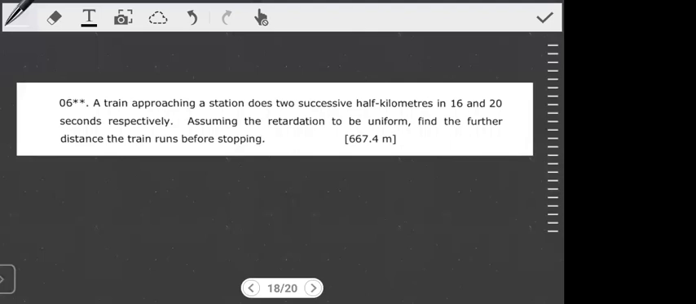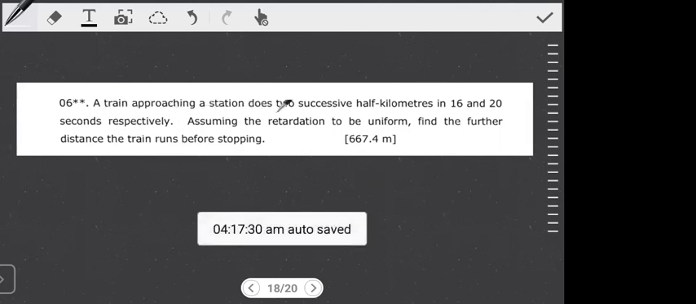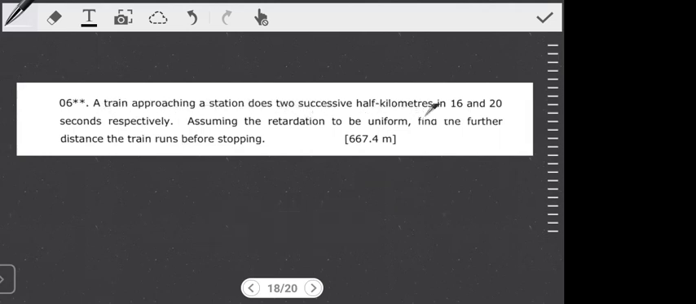In this tutorial, we're going to look at this interesting question. I hope you guys can just try to read through the question, understand what we're looking for, and then we can continue together. Okay, so let's quickly read the question and see what they're saying. A train approaching a station does 2 successive half kilometers in 16 seconds and in 20 seconds respectively. Assuming that the retardation to be uniform, find the further distance the train runs before stopping.